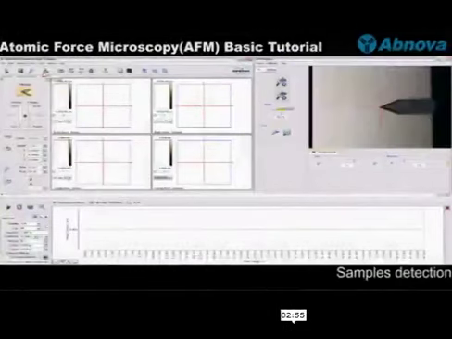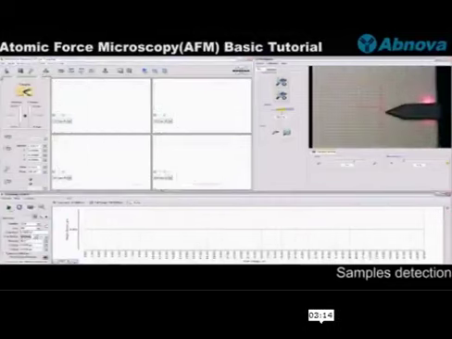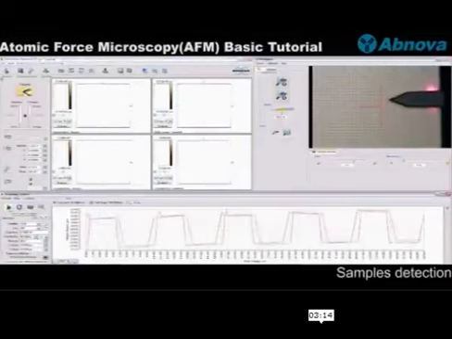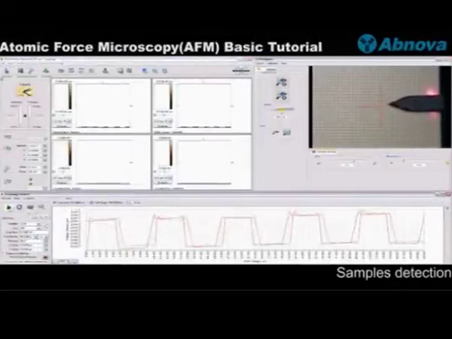So after setting everything, the process starts by generating a graph while moving the probe on the surface. You can see the movement of the probe as well as the graph being generated.